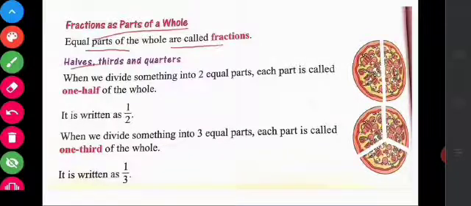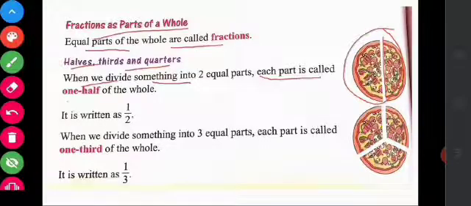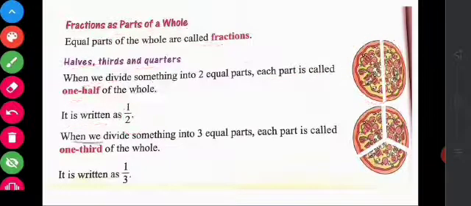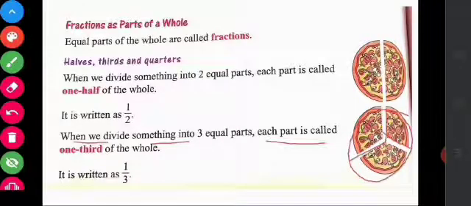Halves, thirds and quarters. When we divide something into two equal parts, each part is called 1/2 of this whole. It is written as 1/2. When we divide something into three equal parts, each part is called 1/3 of a whole. It is written as 1/3.